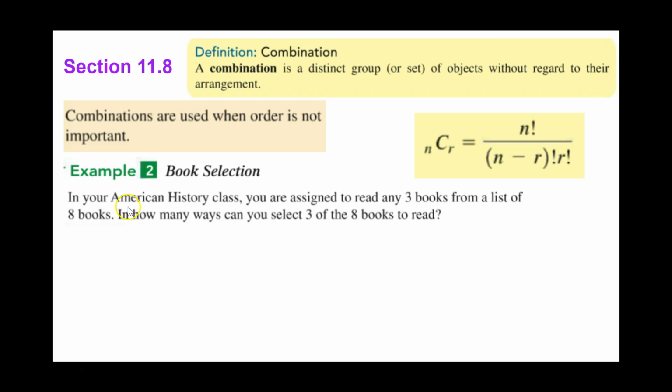Looking at this problem: in your American history class, you are assigned to read 3 books from a list of 8. How many ways can we select 3 books from 8? Here, does the order matter? Do we have to read them in a certain order? No, it does not matter. It doesn't tell you what you had to read first.